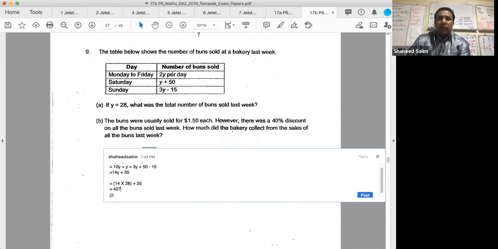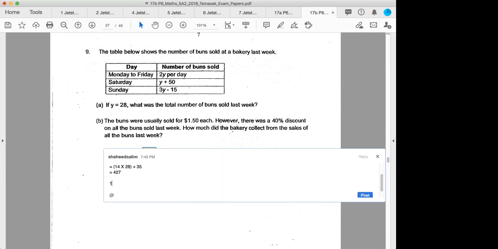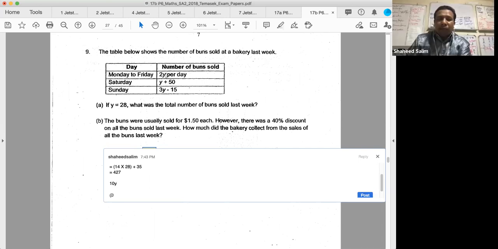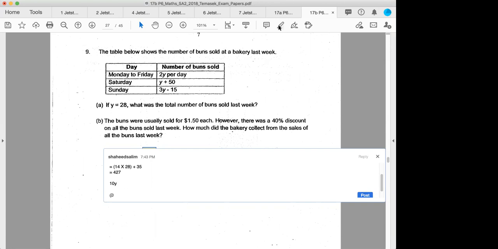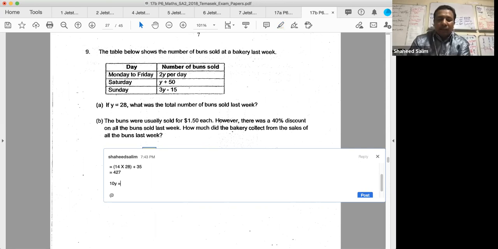Okay, if you're confused by this, no problem. You do this one first. 10y is how much? Okay, we do it like that. Why get 10y? It's 2y times 5 days, 10y. You can do 10y for the 5 days, so it's equal to 10 times 28. You can do it like that also if you want. So this is from Monday to Friday.